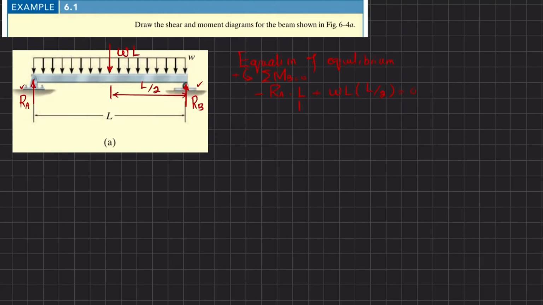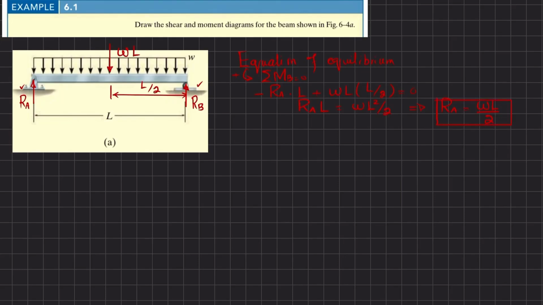Now if you solve this, you will get RA into L equal to WL square over 2. So from here you will get RA equal to WL over 2. This is your reaction force at point A.